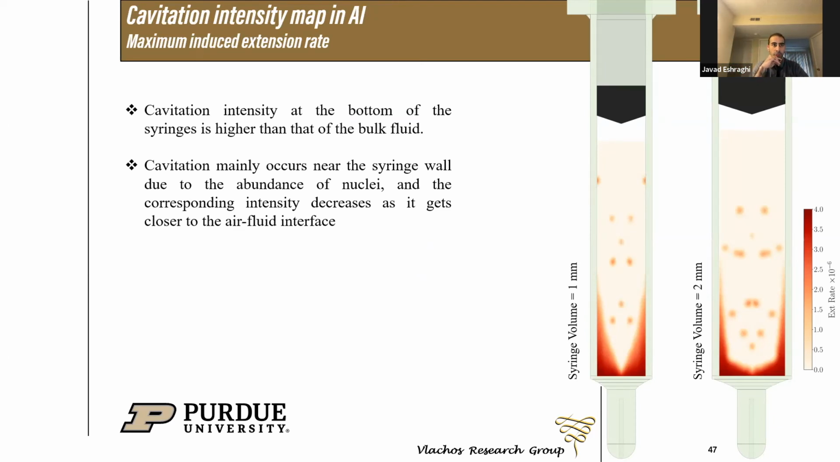These 2 maps show the cavitation intensity heat maps for the 1 ml and 2 ml syringe fills, and indicate that the cavitation intensity at the bottom of the syringe is higher than that of the bulk fluid. Besides, cavitation mainly occurs near the syringe wall due to the abundance of nuclei, and the corresponding intensity decreases as it gets closer to the air-fluid interface.